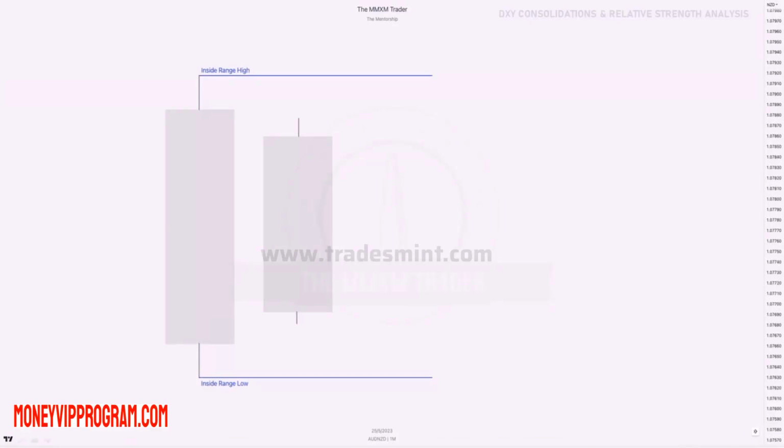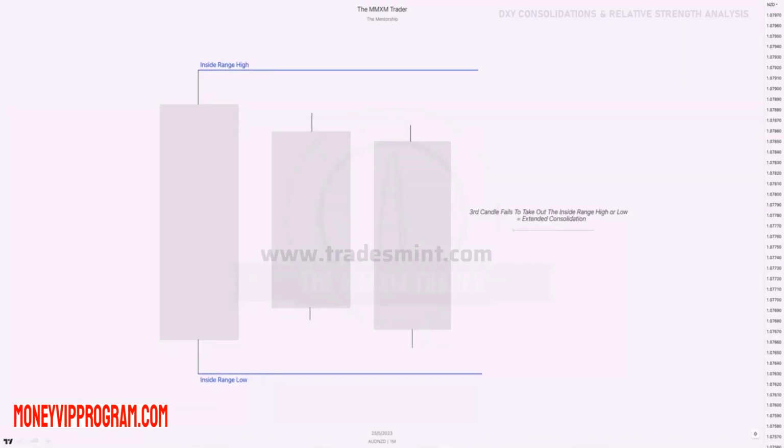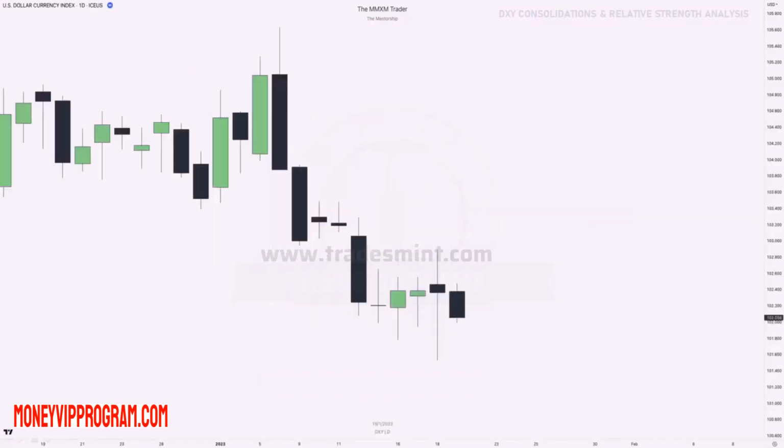The next candle needs to take out either the high or the low of the inside range candle. If it does not, then we can anticipate a longer term consolidation. So now this third candle fails to take out that inside range high or low, and then we can expect an extended consolidation to occur.